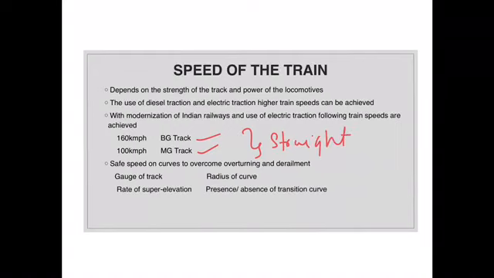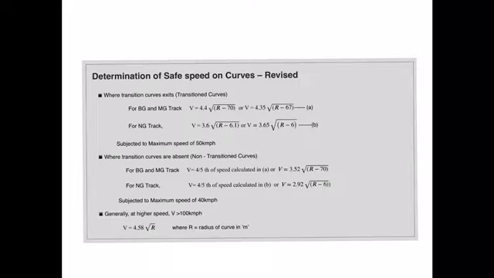Okay, and when it comes to the curves, the speed of the train achieved depends upon the gauge adopted at the curve, the radius of the curve, the rate of super elevation provided, and the presence or absence of the transition curve. So next, how to determine the speed of the train at the curve. To determine the speed on the curve, we make use of Martin's formulas. As I already mentioned, the speed on the curves depends upon various parameters, which include the radius, the rate of super elevation provided and the gauge of the track.